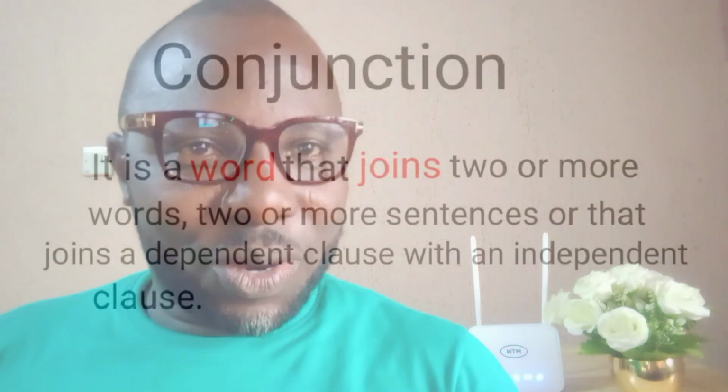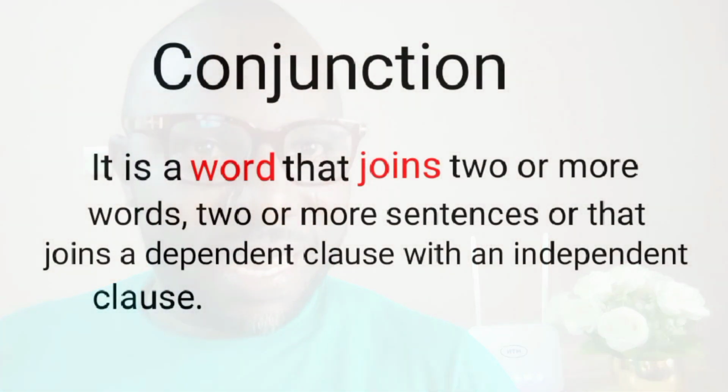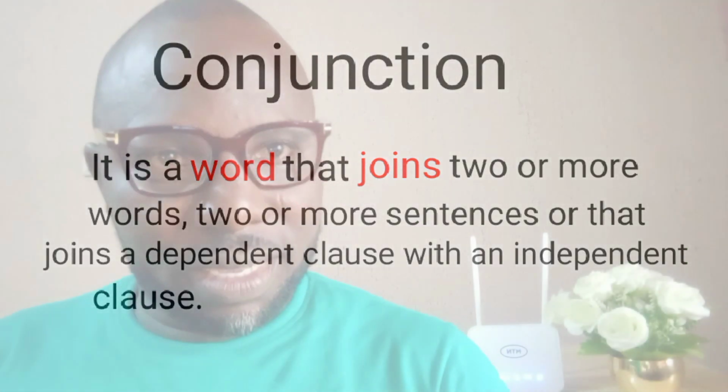Welcome back. What is conjunction? Conjunction simply is a word that joins two or more words, two or more sentences, or that joins a dependent clause and one independent clause. It joins an independent clause and one dependent clause. A conjunction could be used to join them. Now we look at the types of conjunction we have in English language.